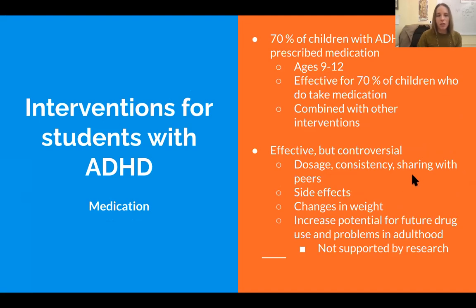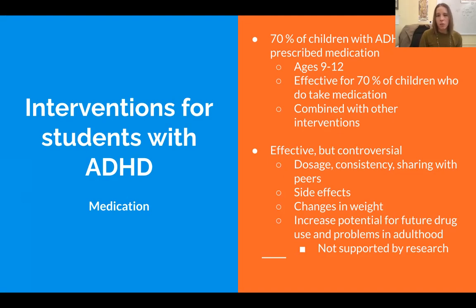So there are some interventions that can be taken for students with ADHD to support them. One is going to be medication. Approximately 70% of children who have been diagnosed with ADHD are prescribed medication. Most commonly, these students are going to be between the ages of 9 and 12. And of those students that have been prescribed medication, it has been effective for about 70% of those students.